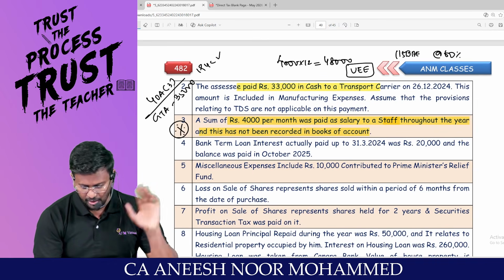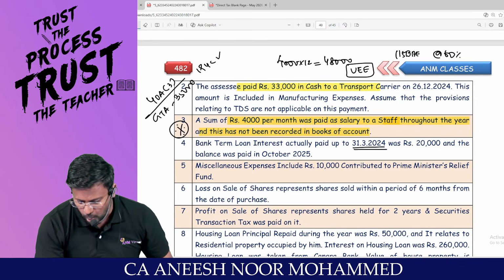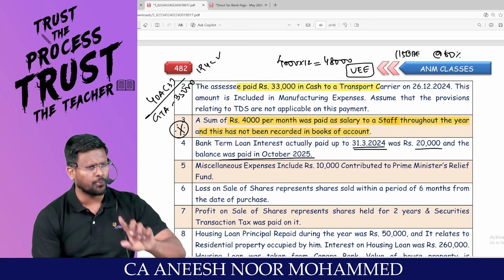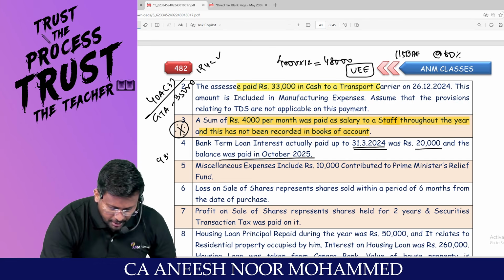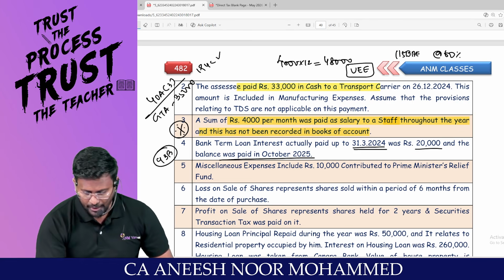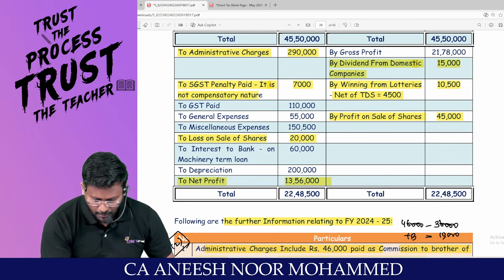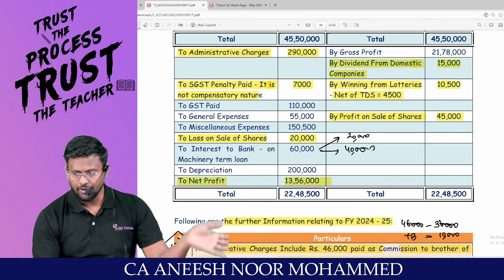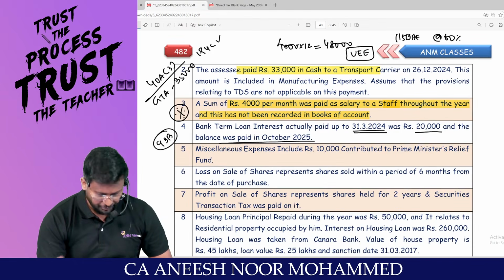Bank term loan interest actually paid up to 31/3 was only 20,000 and balance was paid in October. October means after due date. 43B implication will be applicable. So out of the interest on bank loan of 60,000, only 20,000 has been paid within due date. Remaining 40,000 has been paid after due date. That 40,000 should be added back.